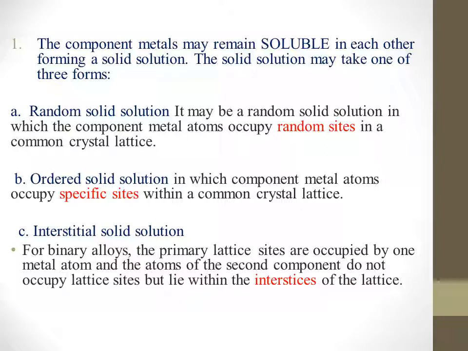If it's an ordered solid solution, the metal atoms occupy only specific sites within the crystal lattice. And if the metal atoms lie within the interstices of the lattice, the interstices, as you know, are basically the boundaries of the lattice, such a solution is called an interstitial solid solution.